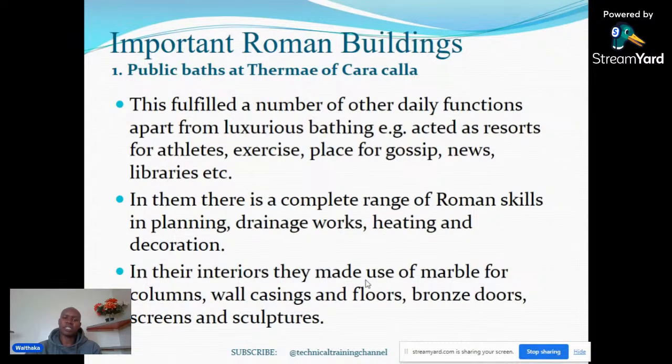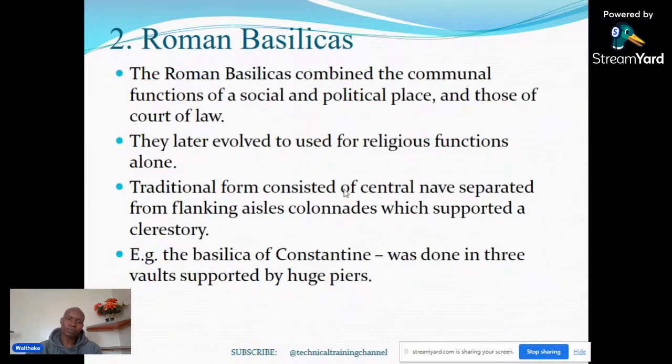In their interiors, they made use of marble for columns, wall casings, and floors. They also utilized and employed bronze doors, screen in sculptures, and these are some of the materials that they employed within this building. Then we have the Roman basilicas.